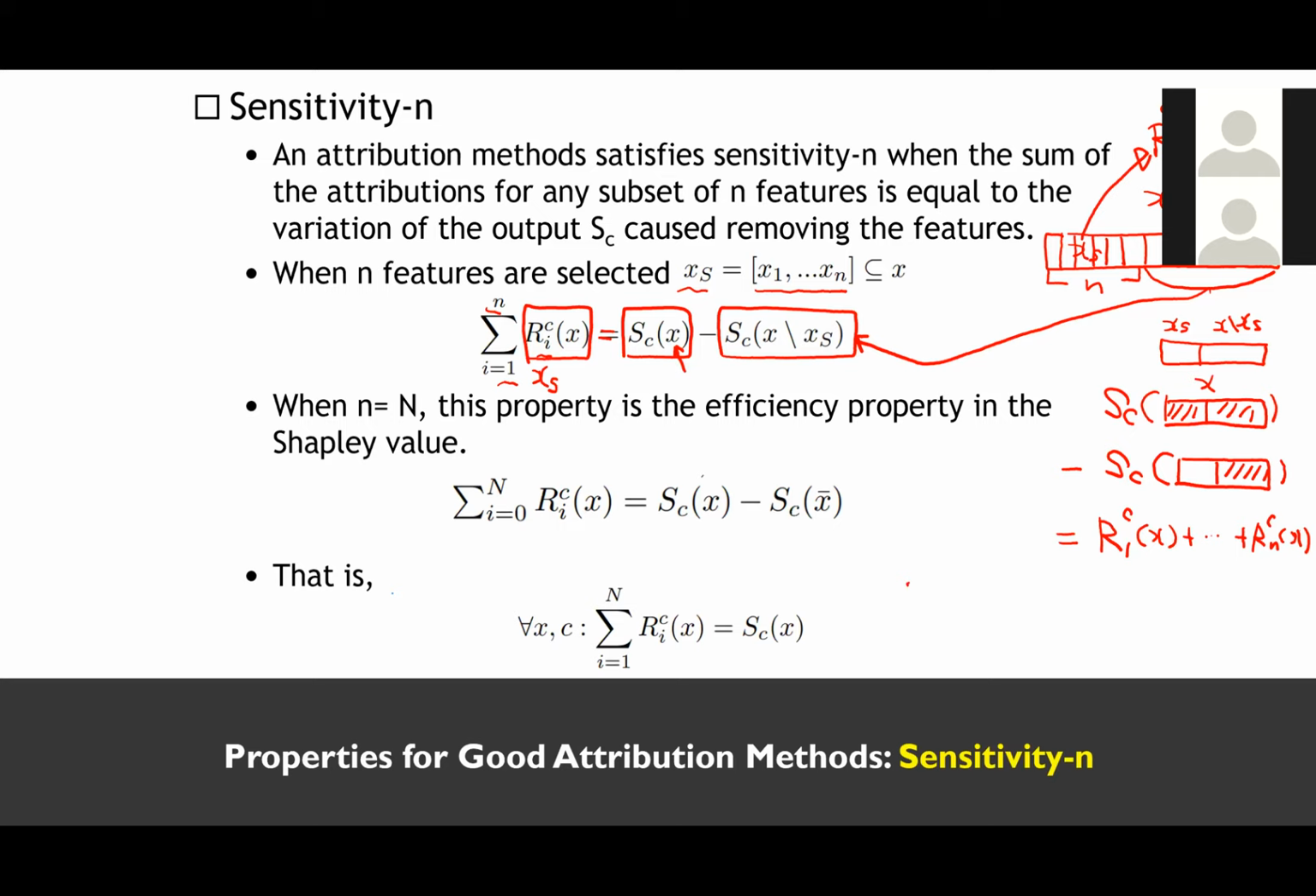So we add all of these contributions that we compute. And because we compute all of these, that is just subtraction: the output that we compute from all minus the output that we compute without x. So in a way, the gap of output can be decomposed into the summation of individual contributions that we made, right? So when n is capital N, then we call that the efficiency property in the Shapley value. Meaning that this is actually what we call the base point.